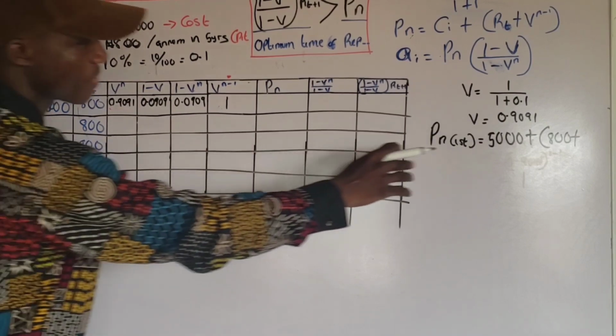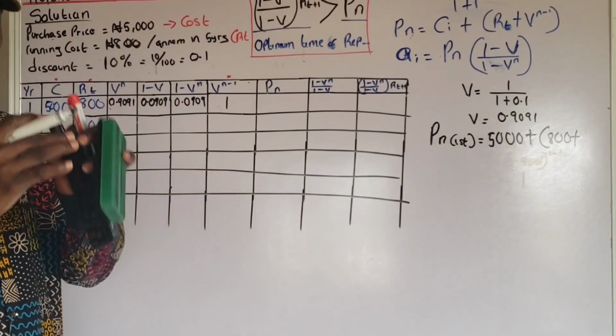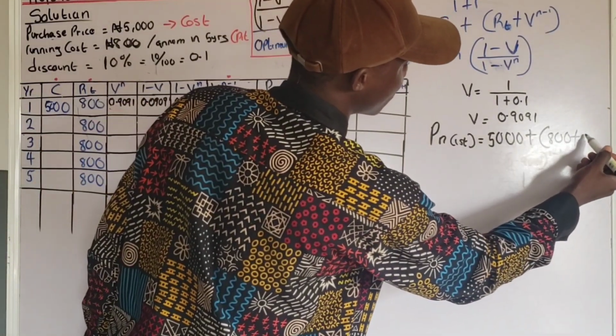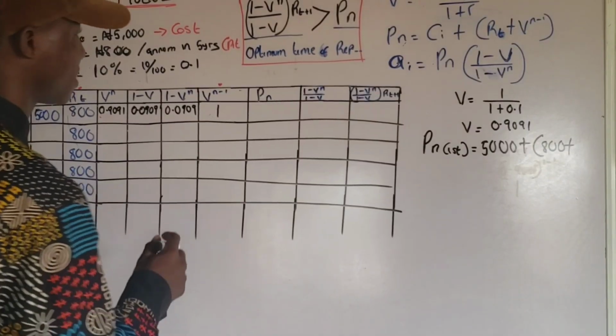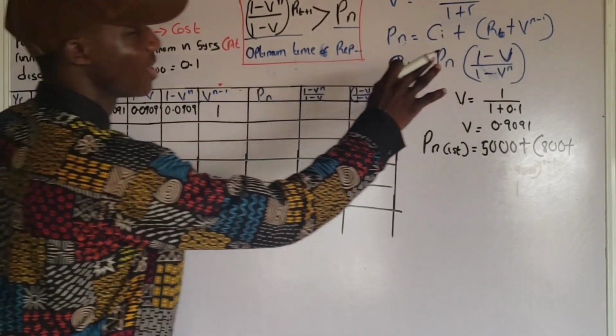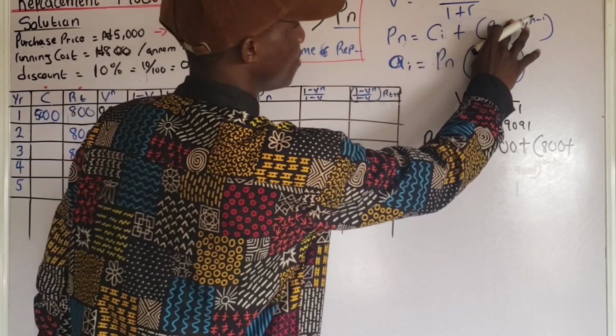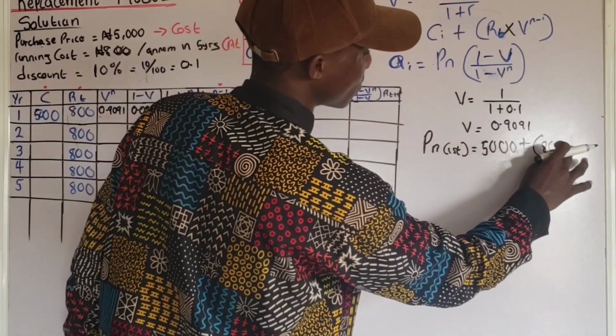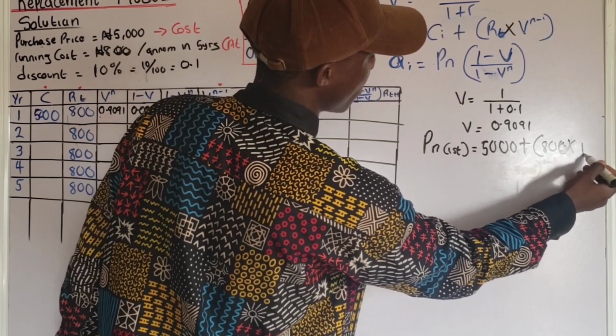That is why I have 5,000. You see, all you have to do is just pay attention. Okay? So here I'm going to have 800 plus 1. Oh, I think there is a mistake in this formula. This should be multiplication. You understand? So here I'm going to have 800 multiplied by 1.